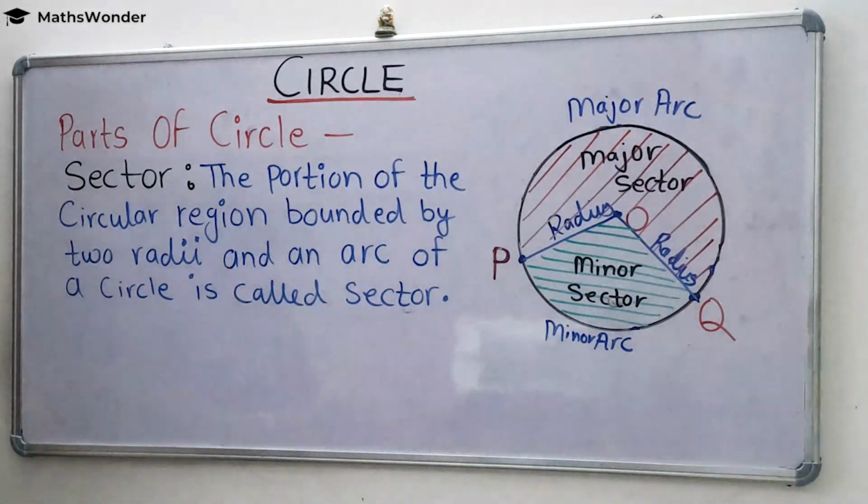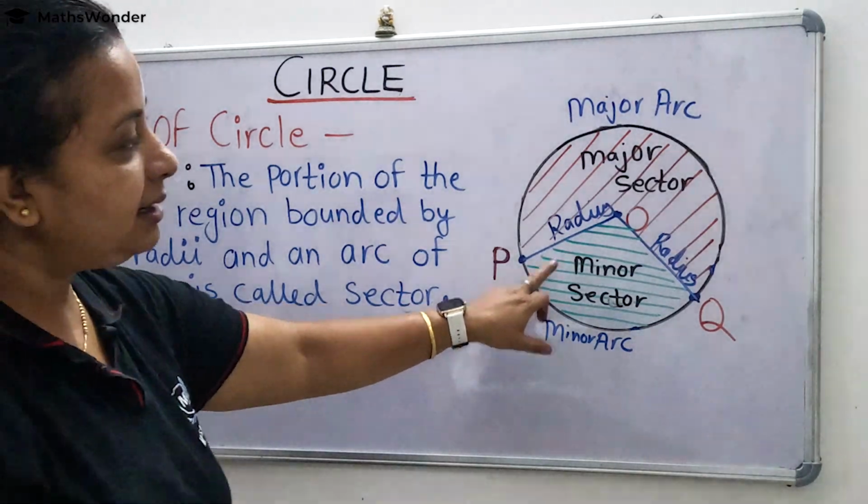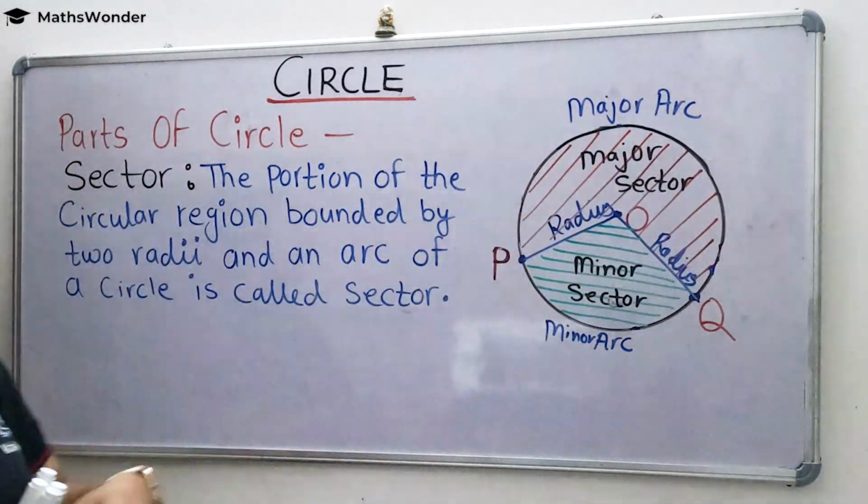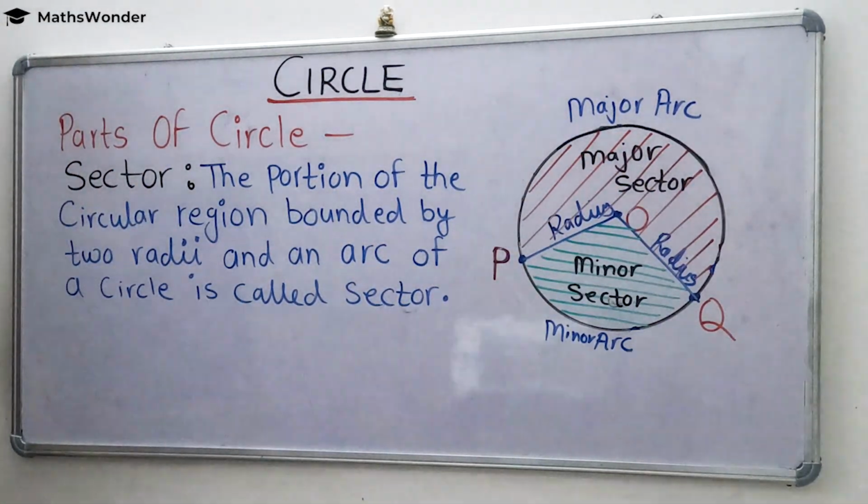Now, sector of the circle. The two portions of the circular region are bounded by the two radii. As you can see here, the smaller sector is called the minor sector, and the larger sector is called the major sector. We have two sectors here.